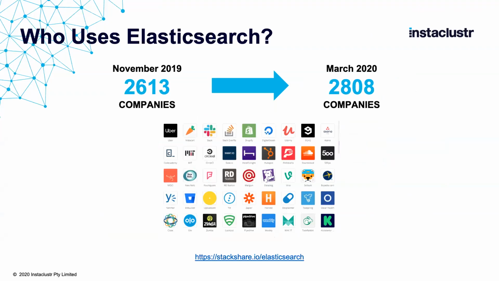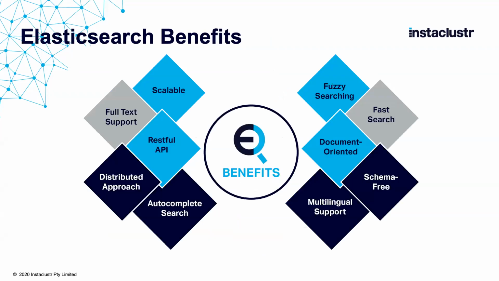So who uses Elasticsearch? Well, it's growing. About 2,800 companies worldwide are now using Elasticsearch. The benefits are that it's scalable. It allows full text search, so you can search a paragraph if you want. It's a completely RESTful interface, so you interact with it using a website and RESTful APIs. You have a distributed approach, autocomplete search, and fuzzy searching. It's document-oriented, it's schema-free, and it supports multiple languages, which is extremely important.